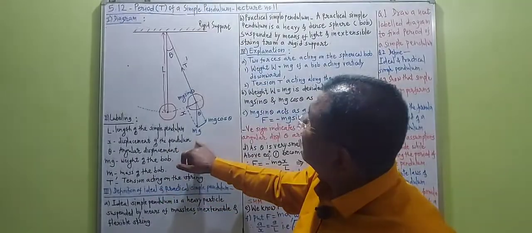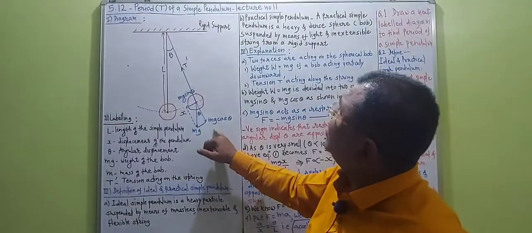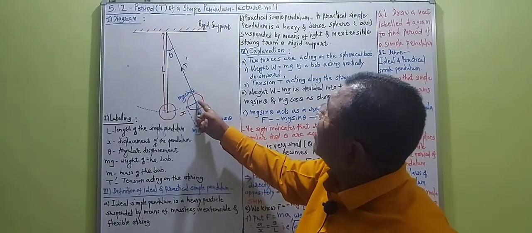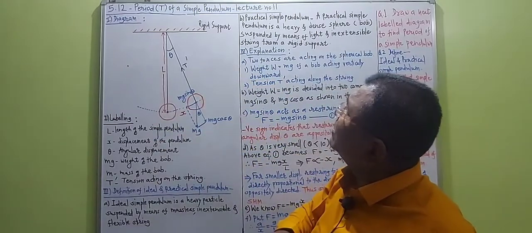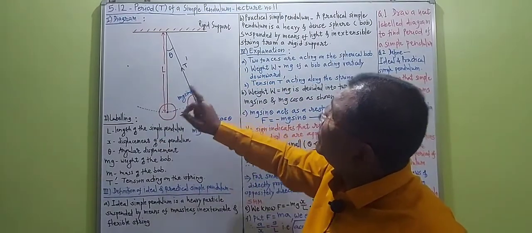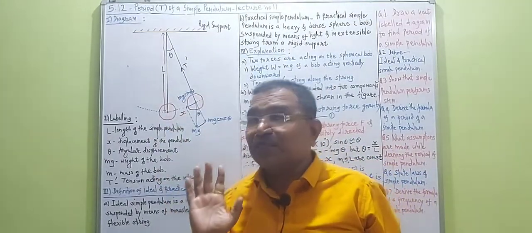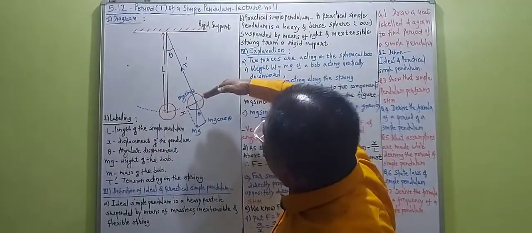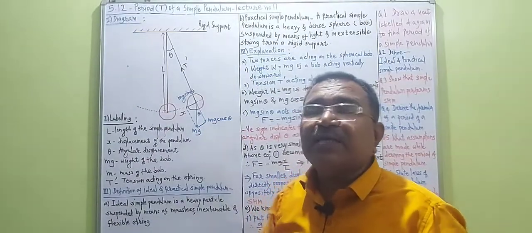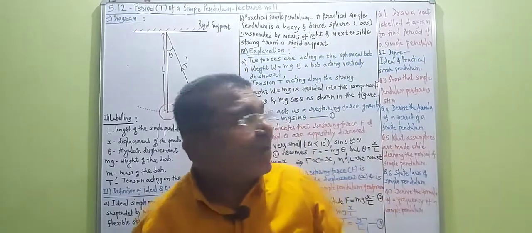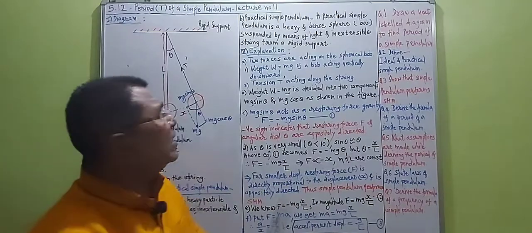This Mg is split up into two components. One component is mg cos theta, and another component is mg sin theta, which is directed towards the mean position. This mg sin theta acts as the restoring force, dear student, because mg sin theta tries to restore the pendulum to its original condition. So we can write the first equation: F is equal to minus mg sin theta.